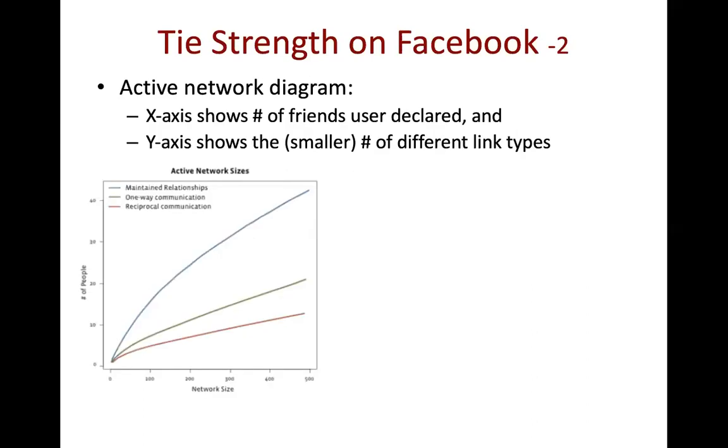So on Facebook, you can see an active network diagram. X shows the number of friends the user declared, and Y shows the number of different link types, right? So you can see the network size and number of people, and we can see different types of relationships. Maintained relationships are the biggest. One-way communication grows slower, and then there's reciprocal communication, right? So it's like mutual communication. It has a spike in the beginning and then grows with network size, but at a much slower pace than the rest.